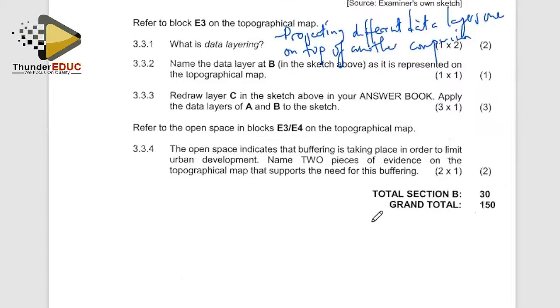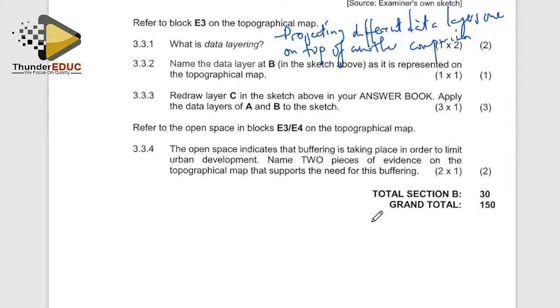Refer to the open space, layer C, the open space in blocks E3 and E4 on the topographic map. The open space indicates that buffering is taking place in order to limit urban development. Name two pieces of evidence on the topographical map that support the need for this buffering.